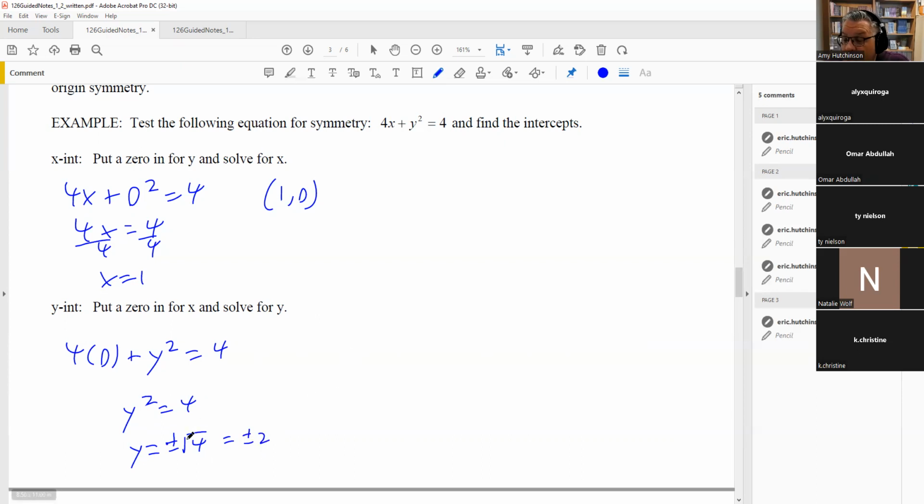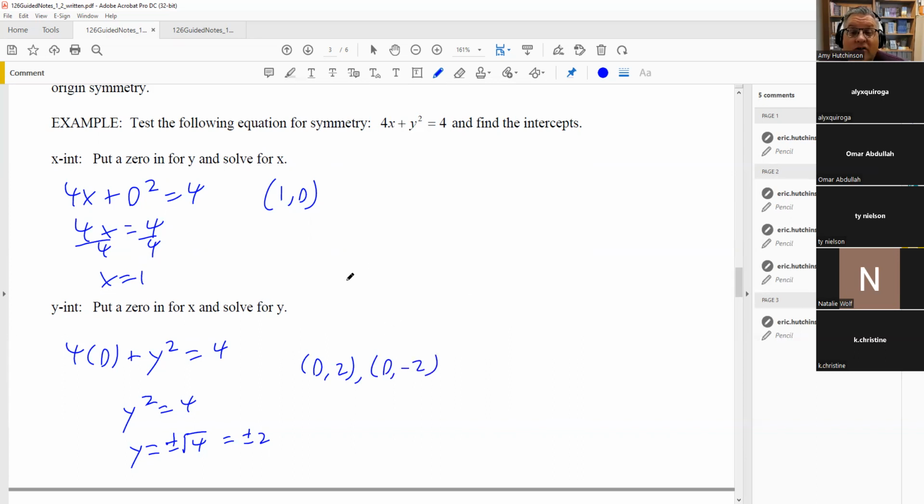That's the only way that you're going to get two answers, is either if you have some kind of absolute value, or if you have a square on it and you have to take the square root of something. If you don't have a square and you don't have an absolute value, like something like this above, that means you're only going to get one answer for that. So this one, we're going to get 0, 2, and then 0, negative 2. That would be your two intercepts that you would have with that one.